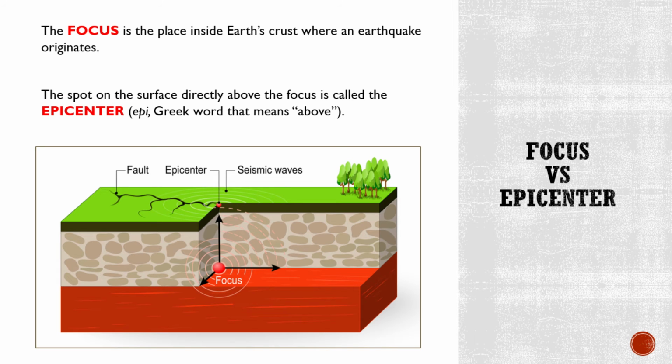Okay, next up, we have focus versus epicenter. Just a basic or shallow difference between these two. Focus means the place inside, remember, inside Earth's crust where an earthquake originates. Then just above the focus, we have the epicenter, from the Greek word epi, which means above. Okay, again, focus, the place inside Earth's crust where an earthquake originates. Then just above it, we have the epicenter.